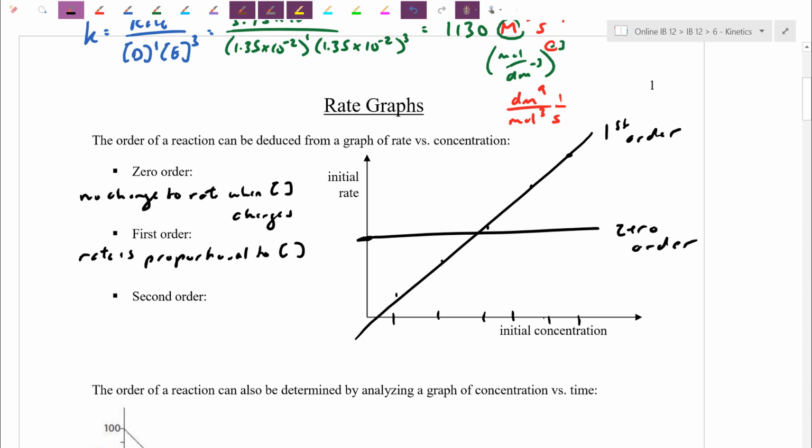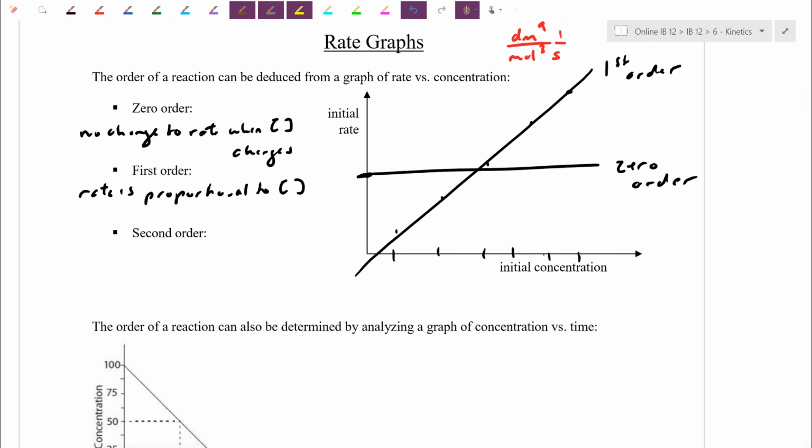And then for second order, it's also definitely going to be changing relative to the concentration, but the rate is going to be proportional to this squared. So when the concentration is doubled, the rate is increased by a factor of 4. Right? So what's going to happen here is I'm starting off, sorry, these should go through the y-intercept with 0 here. So these should go through 0.